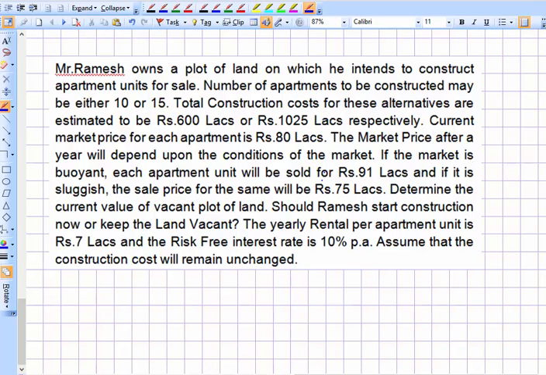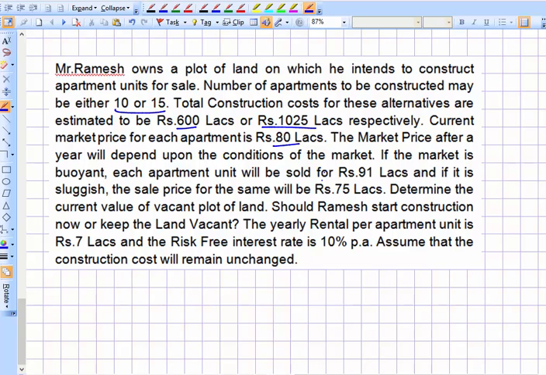Mr. Ramesh owns a plot of land on which he intends to construct apartment units for sale. The number of apartments to be constructed may be either 10 or 15. Total construction cost for these alternatives are estimated to be 600 lakhs or 1025 lakhs respectively. Current market price for each apartment is 80 lakhs. The market price after a year will depend upon the conditions of the market.